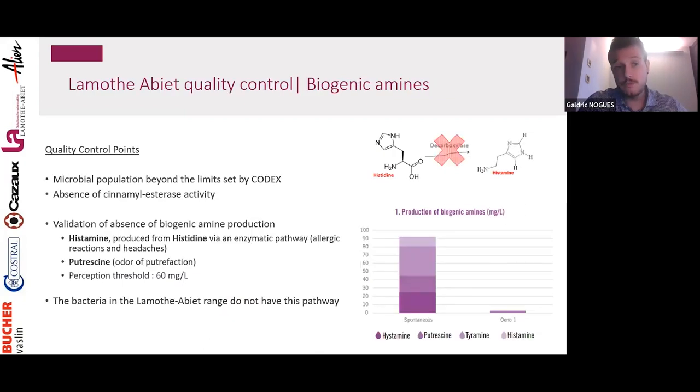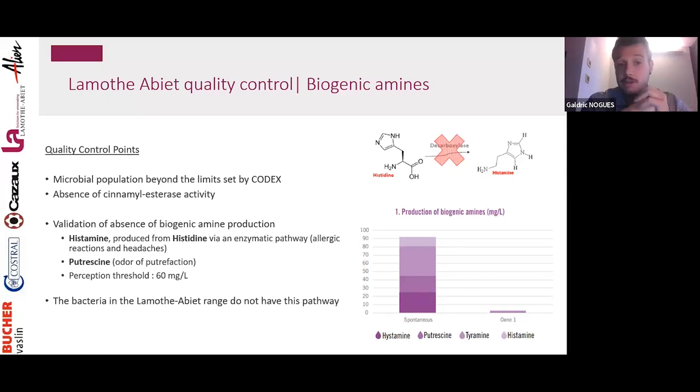Then we have quality control. Of course, we look for different points. First, the biogenic amines. The quality control points: first, the microbial population has to be within the limits set by the Codex, which is just the regulation that we have to respect. And then the absence of cinnamoyl esterase activity is also checked for our strains.